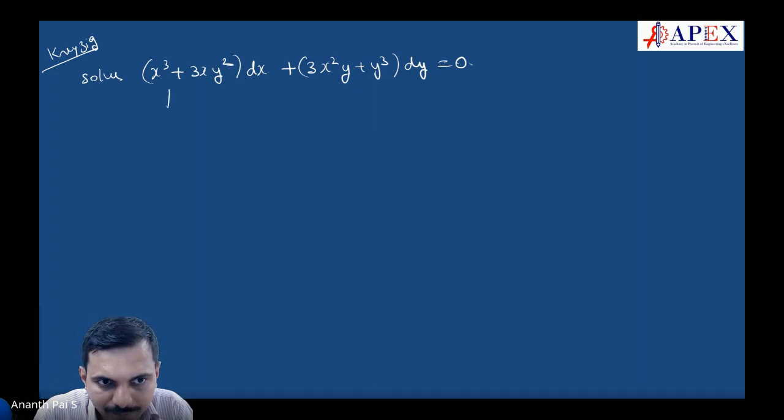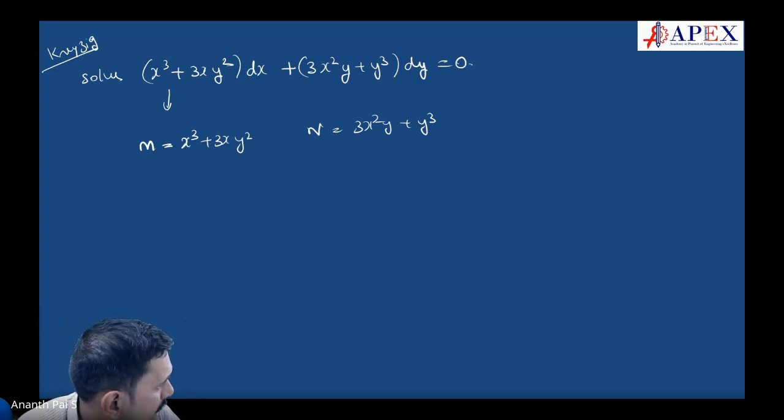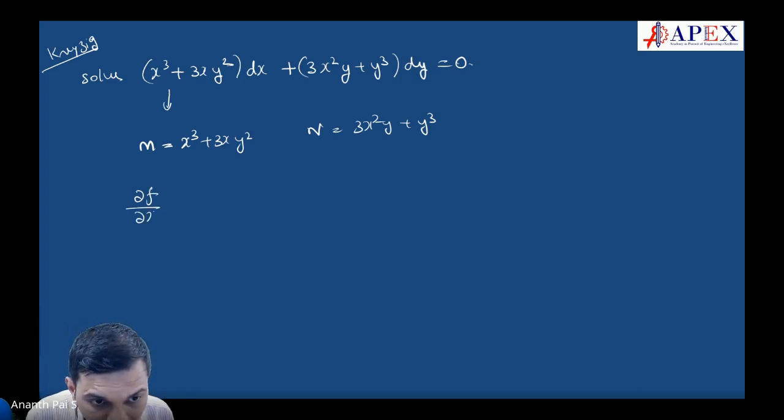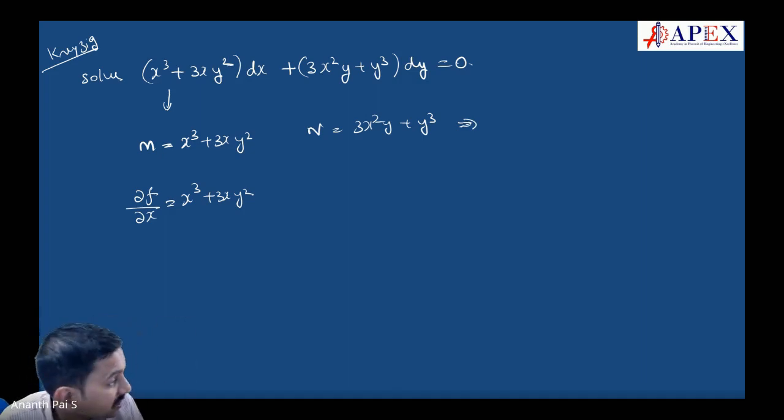So here m is equal to x cube plus 3xy square. What is n? N is 3x square y plus y cube. Now dou f by dou x is equal to x cube plus 3xy square. Now first we have to see whether it is exact. Only if it is exact does that function exist. Otherwise it does not exist.